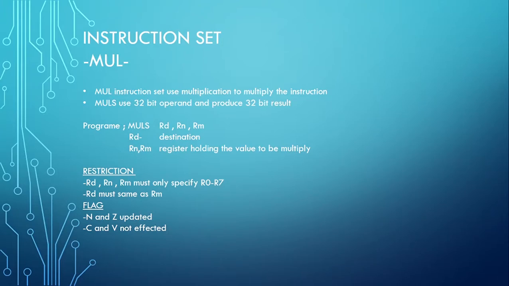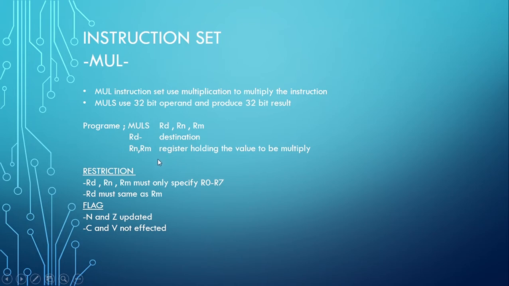I'm from Group E. I will explain to you about the instruction set MULS. MULS is an instruction used for multiplication. MULS uses 32-bit operands and produces a 32-bit result. The syntax is MULS Rd, Rn, Rm, where Rd is the destination, and Rn and Rm are the registers holding the values to be multiplied.